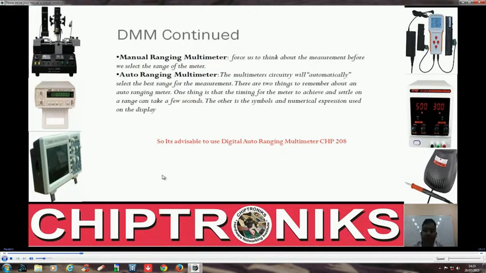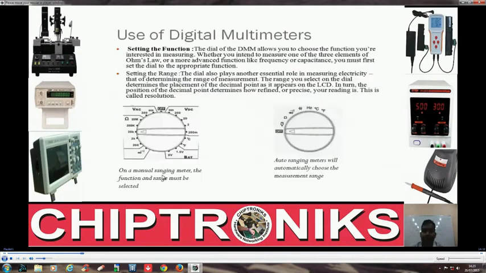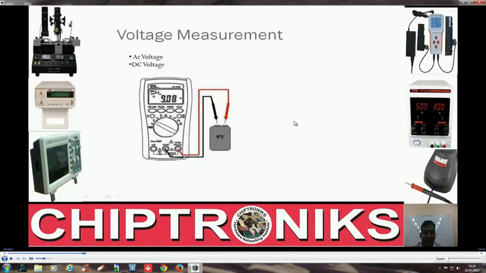DMM continued, and I've already spoken about the types of multimeter. One is the manual ranging multimeter and another is the auto ranging multimeter. Like you see, this is a manual ranging multimeter. You have to manually turn the knob to the exact place, the range of the values that you have to measure. And this is an auto ranging multimeter. You don't have to turn the knobs, you just have to set its function, like what thing you need to measure. Alright, let's go to the voltage measurement.